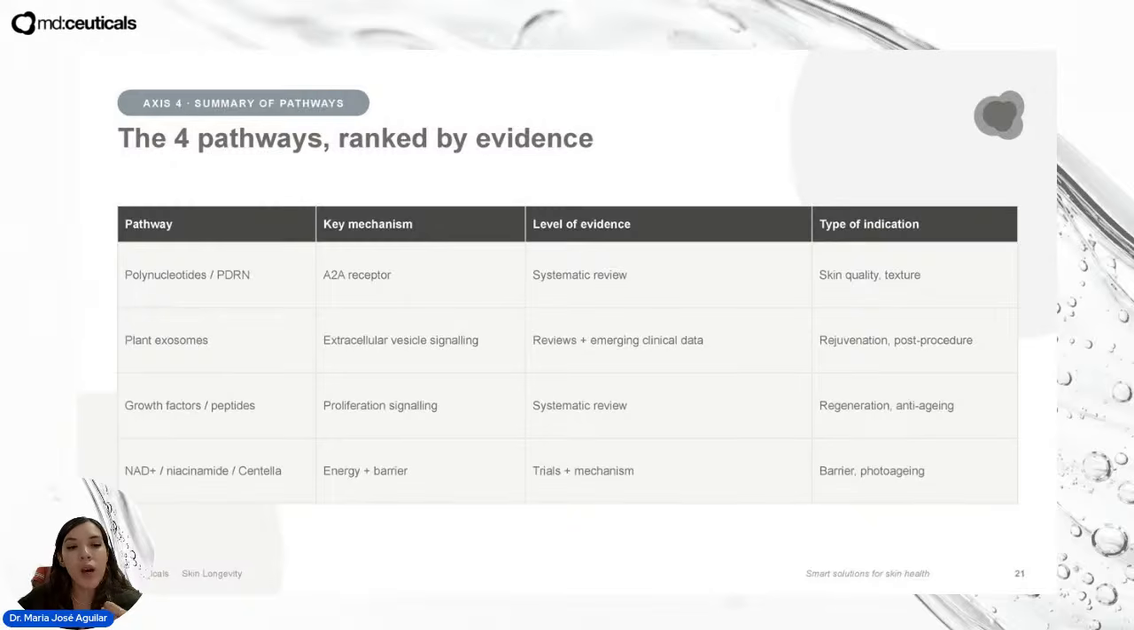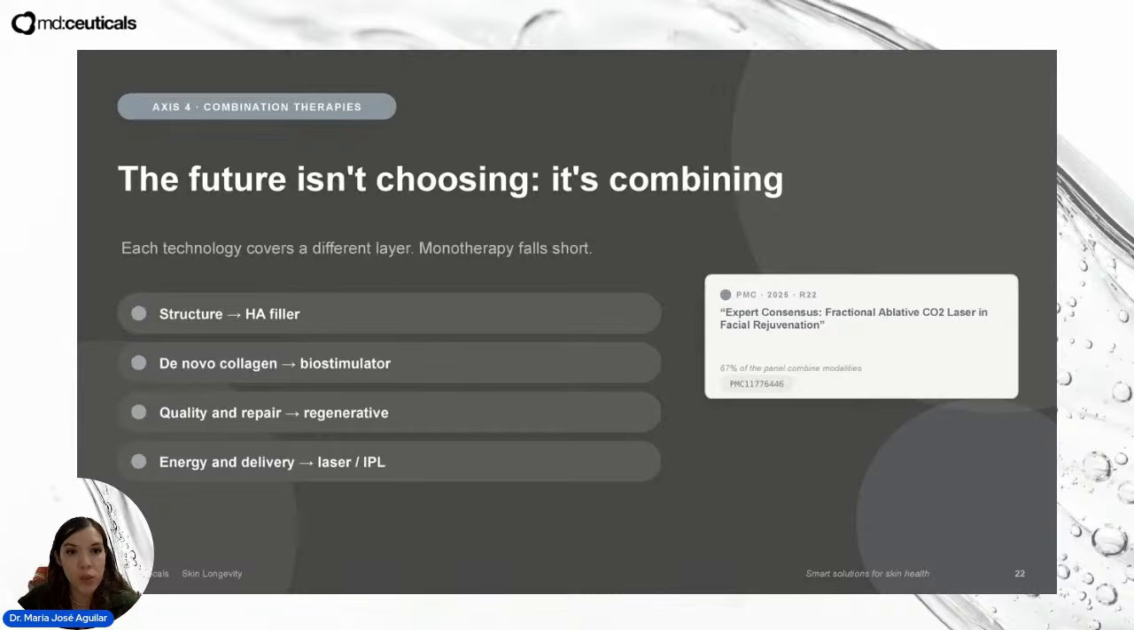And then we have the NAD, the coenzymes, the niacinamide, which are going to help us make this barrier or this energy of the cells to help us improve a full treatment. So what's the final point of all these ingredients?